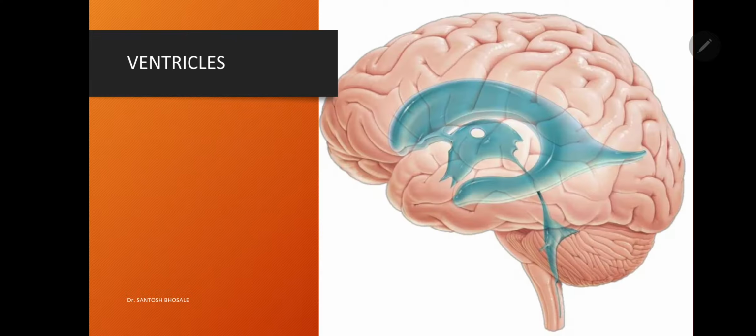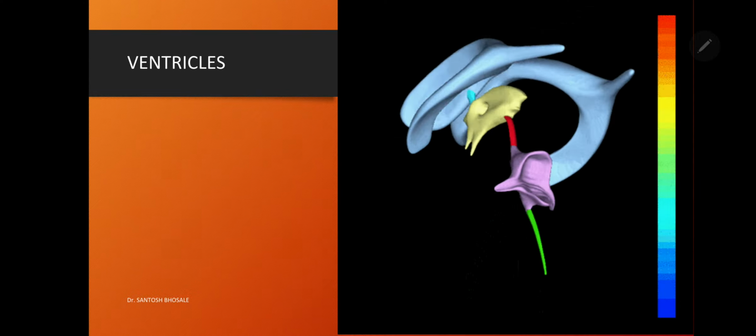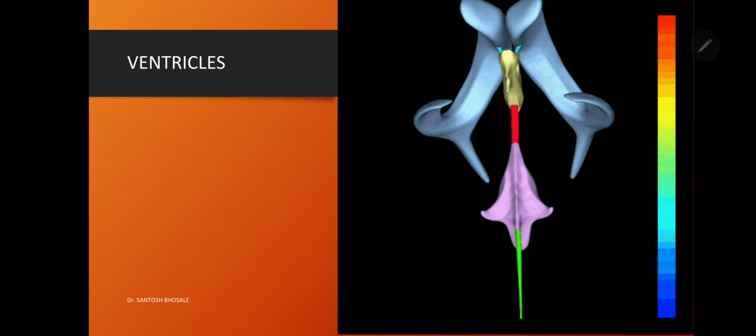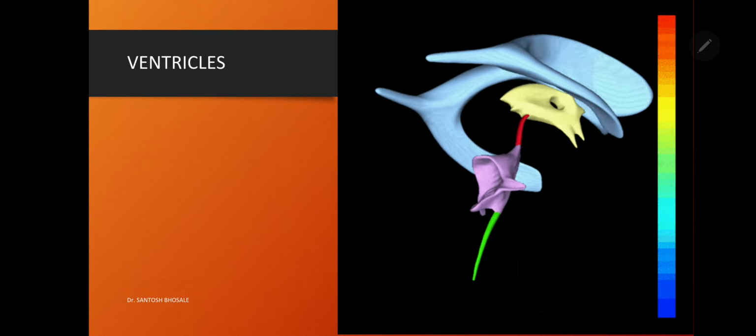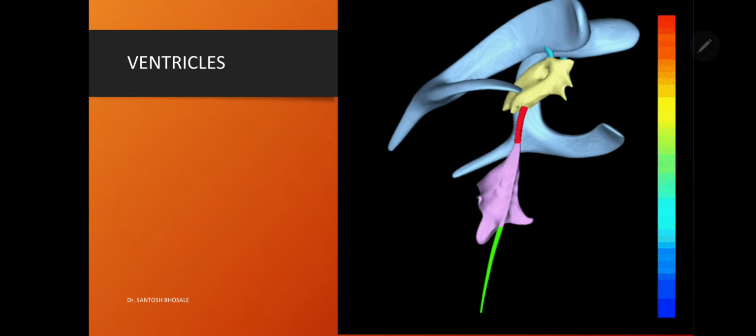So you have seen the different ventricles: the median, single third ventricle, the C-shaped lateral ventricles in each cerebral hemisphere, the fourth ventricle, and lastly the terminal ventricle. You can see here the pair of lateral ventricles, one in each cerebral hemisphere, a median third ventricle in yellow color, and in the purple color you are seeing the fourth ventricle.